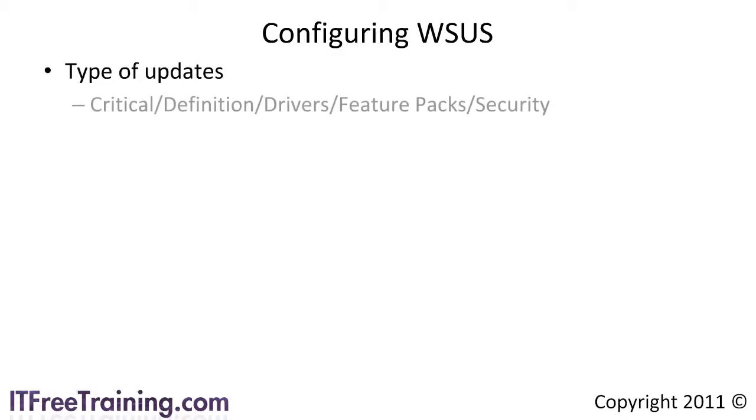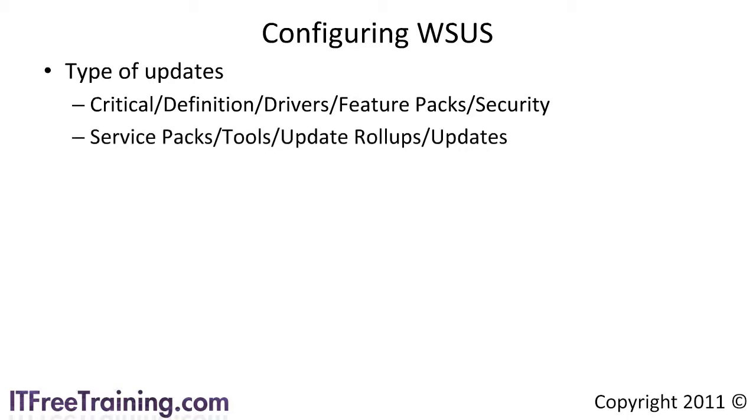Also, you need to take some time to consider what type of updates you want to download. These include critical, definitions, drivers, feature packs, security, service packs, tools, update rollups, and other updates. As you can see, the list is quite large. Previously, with Windows updates, only a small amount of updates were available. Microsoft has put a lot of work into Windows updates to provide additional features as well as more updates.